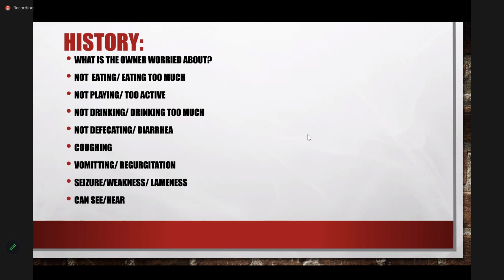Okay. So because owners bring their dogs or cats to you because they're worried about something, right? So either they're worried about the cat not eating, or the cat is eating too much, or the cat is not drinking or drinking too much, or not pooping, not defecating, or maybe the cat has diarrhea. Sometimes their concern is the cat is coughing, the cat's vomiting.